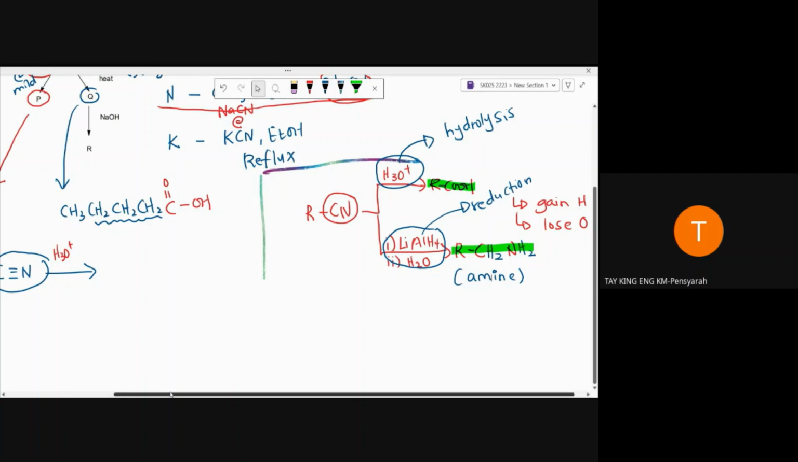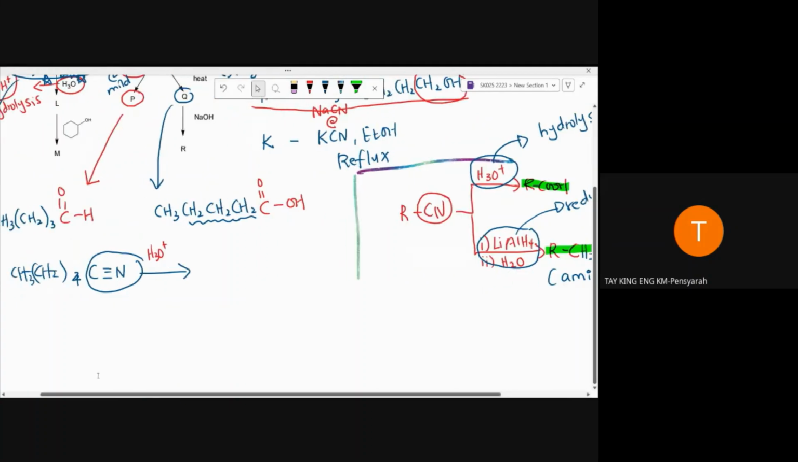Sekarang kita nak dapat carboxylic acid. So structure ini you maintain CH3, lepas tu CH3 sambung dengan CH2 3 kali sahaja. Kita ambil CH2 4 kali and then CN ini akan jadi COOH. Boleh ke kelas?